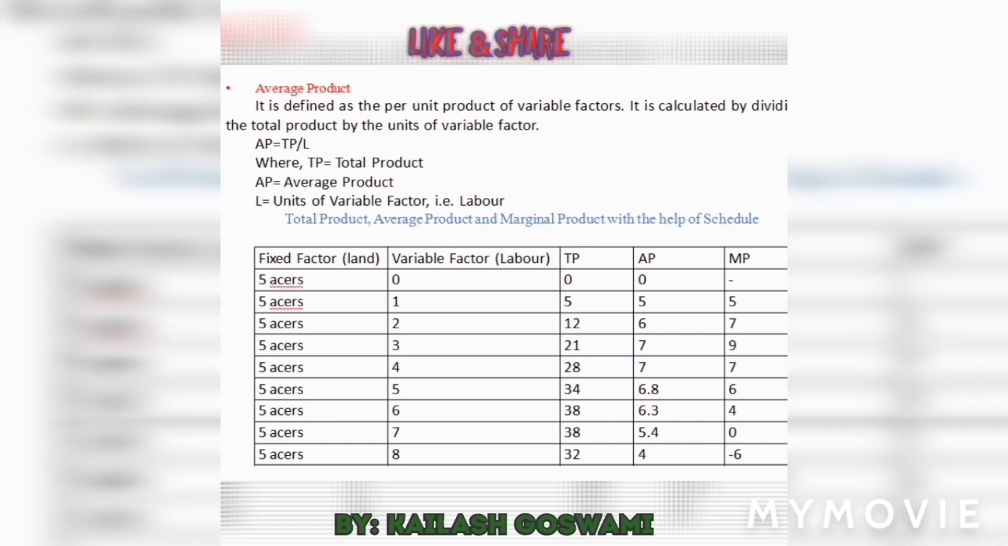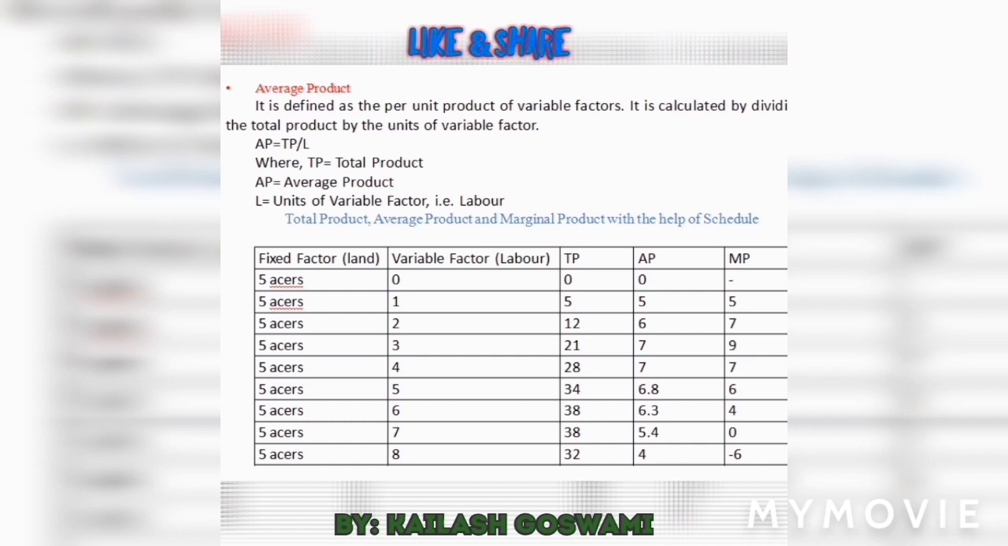Total product, average product and marginal product are explained below with the help of a schedule. Schedule means tabular representation of data. Fixed factor, variable factor, TP, AP and MP. Fixed factor is land that remains constant during a period of production, and we can change only the variable factor, that is labor. A producer is able to increase or decrease the quantity of a variable factor.